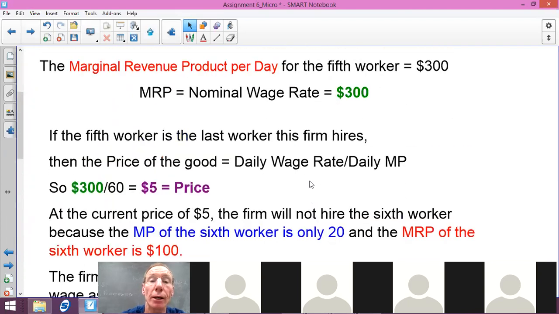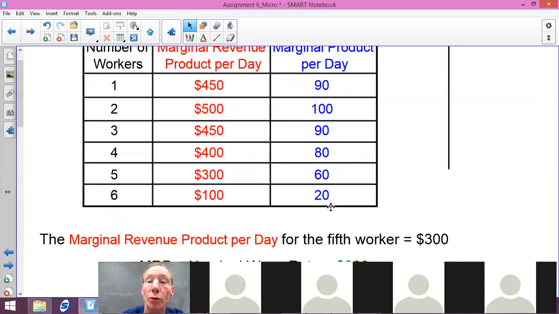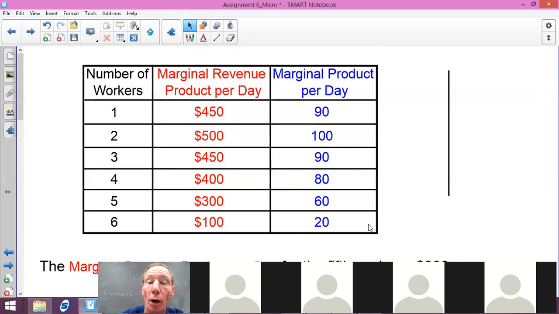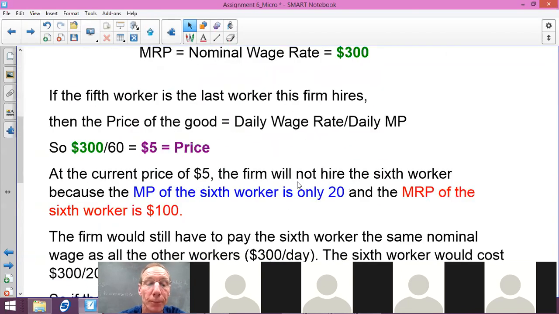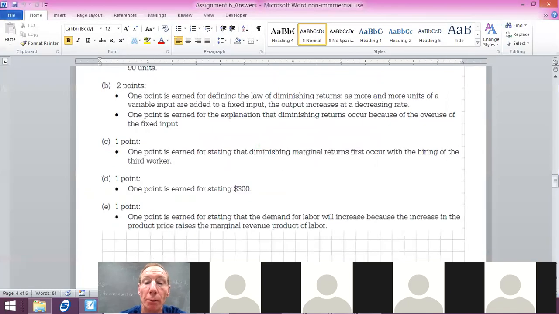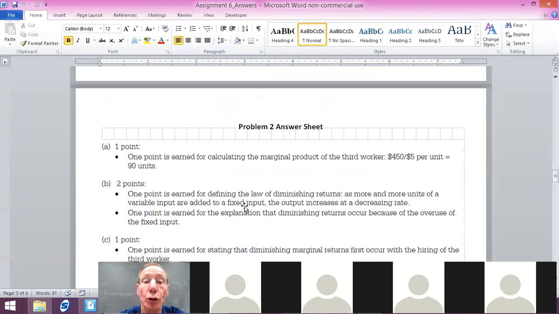But in this case, with the way these numbers are, in order for them to afford to hire this sixth worker, because he's only producing 20, the price would have to go way up. It would have to go up to 15 in order for a 20 times a 15 to equal the wage rate of 300. Okay, that would be a big price increase. Okay, that's it for number 2.